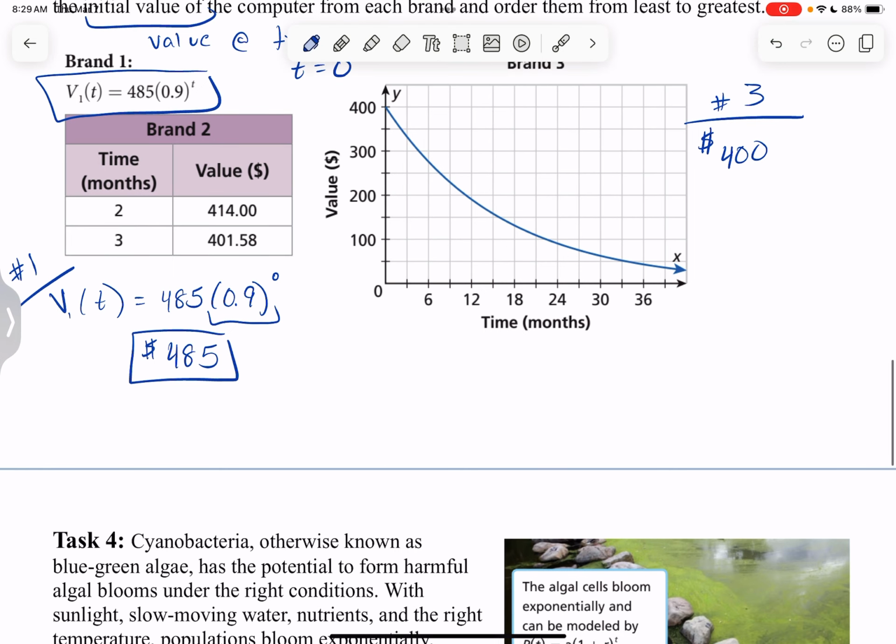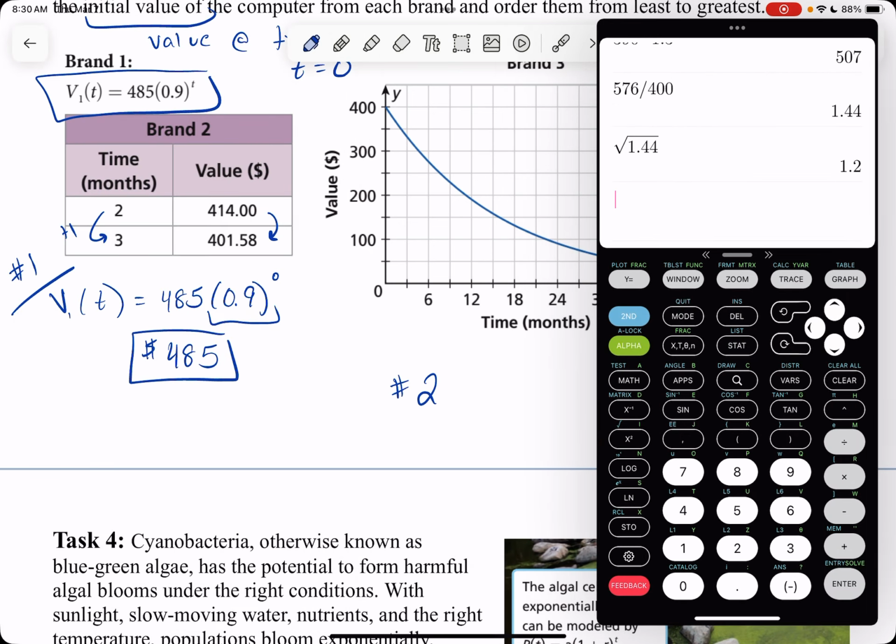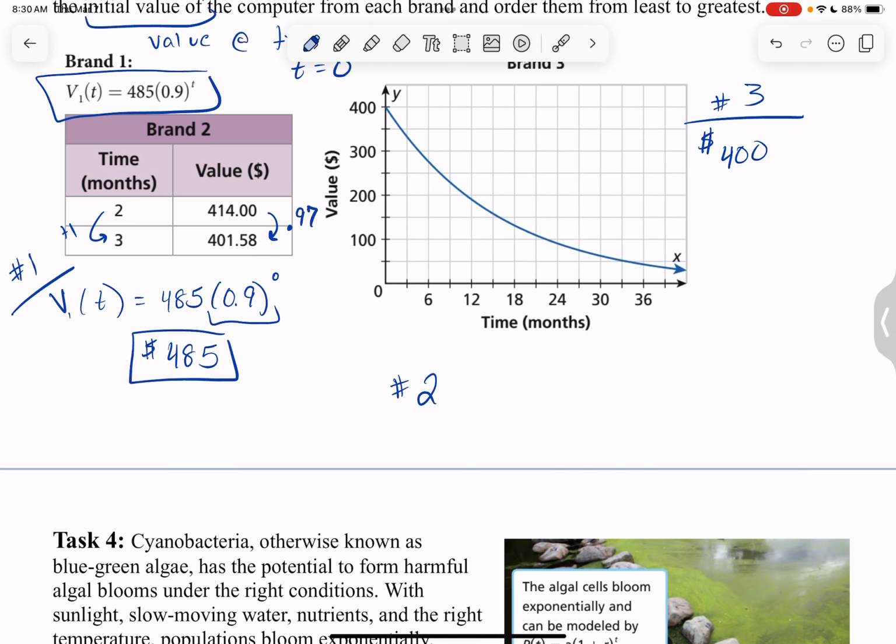Now we need to figure out, what about number 2? We know that from 2 to 3, that goes up by 1. What does that go up by? Let's grab our calculator. It's exponential, so we multiply. I would need to take the 401.58 and divide it by the 414. So 0.97. If I take the 414 times 0.97, I get the 401. So I'm multiplying by 0.97. And I knew it had to be less than 1.